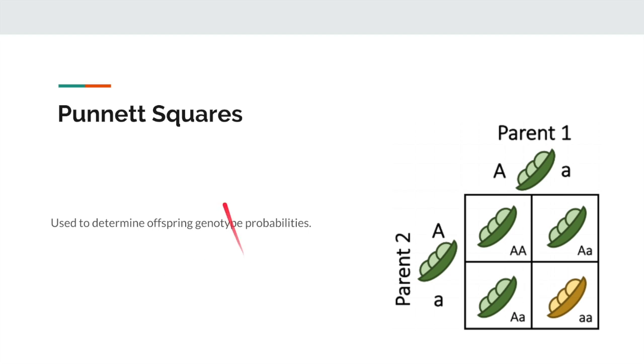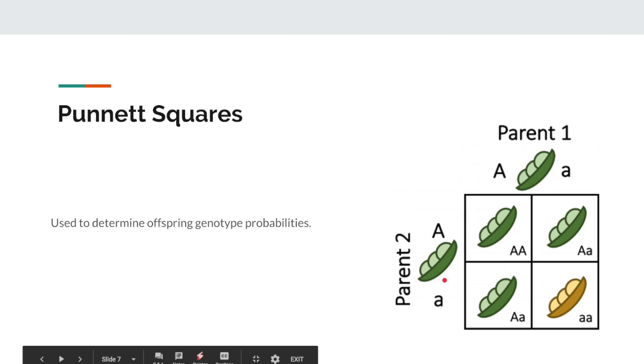Now, for Punnett squares, these are really just the tool that we use to actually figure out the inheritance pattern. So if we have a genotype of two parents, then we can figure out the probabilities and the ratios of the genotypes and their offspring. So in this case here, we're looking at parents both with a big A and a little a, so they're heterozygous for this gene. And right now we're considering the big A allele would make a green pea, and then the little a allele would make a yellow pea.